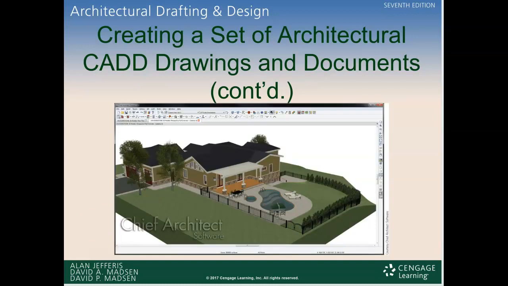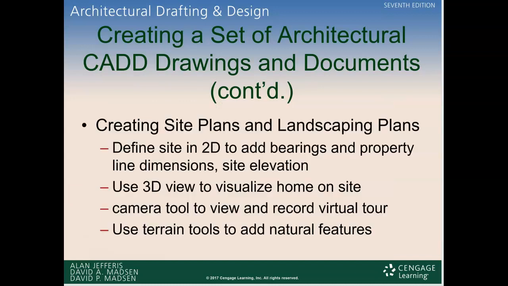We have a thing called a site plan. Once we create our initial architecture, we need to be able to incorporate the landscape. Creating site plans and landscape plans. They add bearings, property line dimensions. We're going to use a camera view to record the tour.